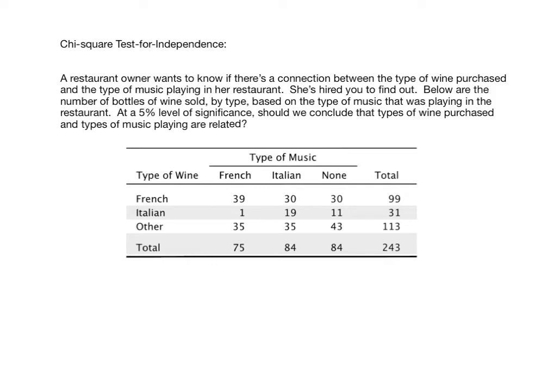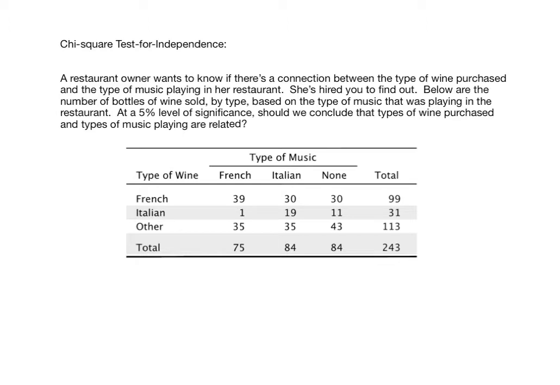Here we are going to do a type of hypothesis testing that will allow us to know whether two variables are independent or dependent. And the test that we'll be doing is called a chi-square test for independence. Let's first look at a typical problem in this area.